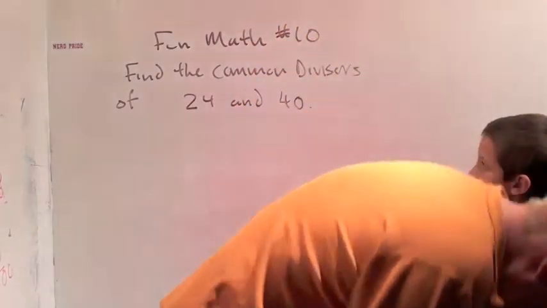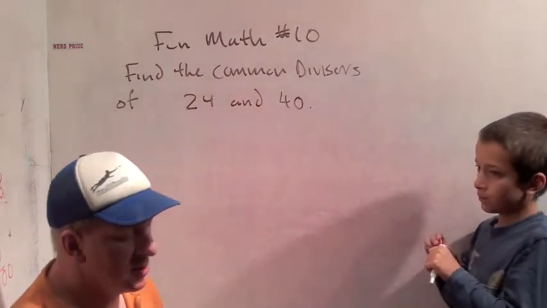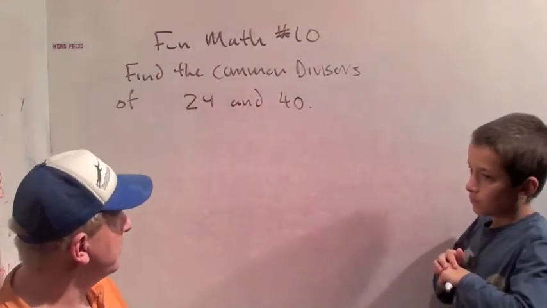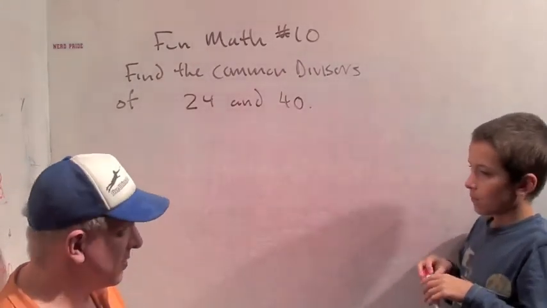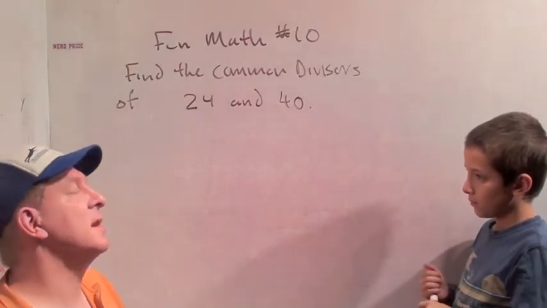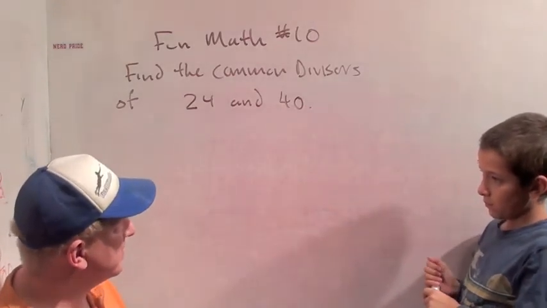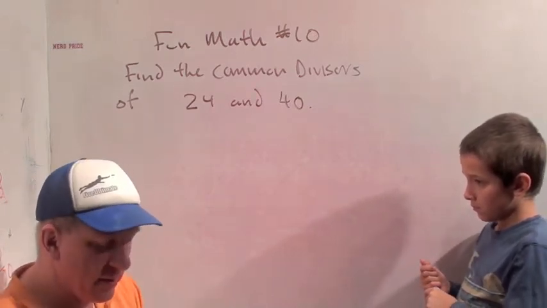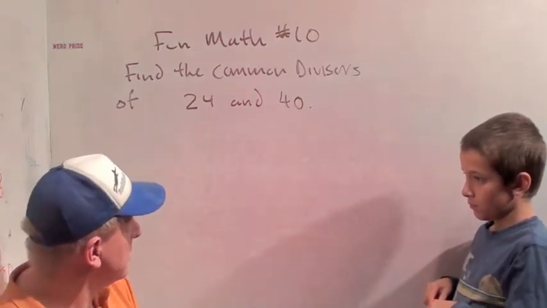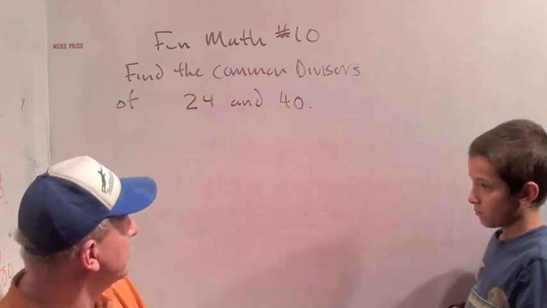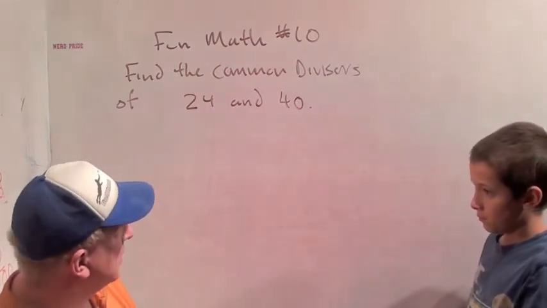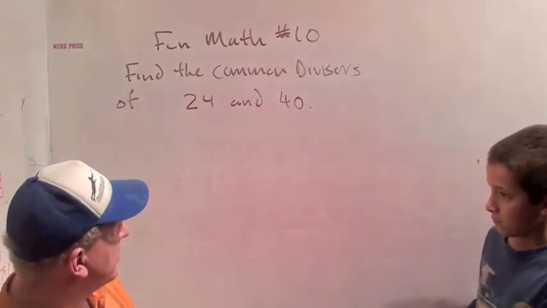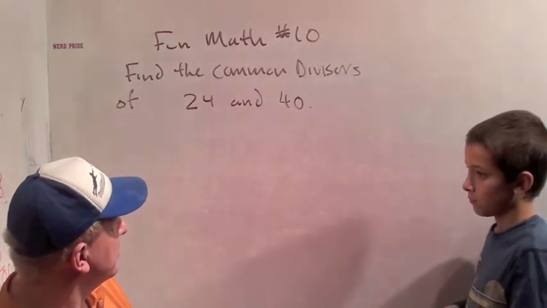Fun Math number 10. So we started a new chapter in our Intro to Number Theory book today about divisors, and this chapter is going to lead us in a few days to one of the neatest things you'll have seen so far in math. This is something called the Euclidean algorithm to figure out the greatest common divisor of two numbers. But first what we're going to talk about is common divisors of two numbers.